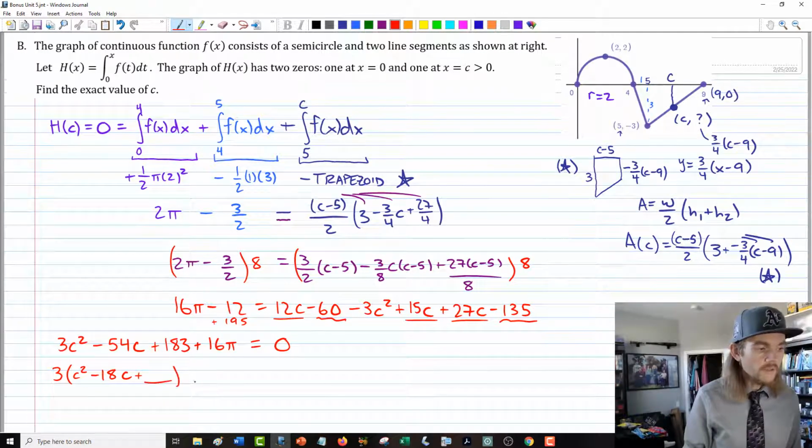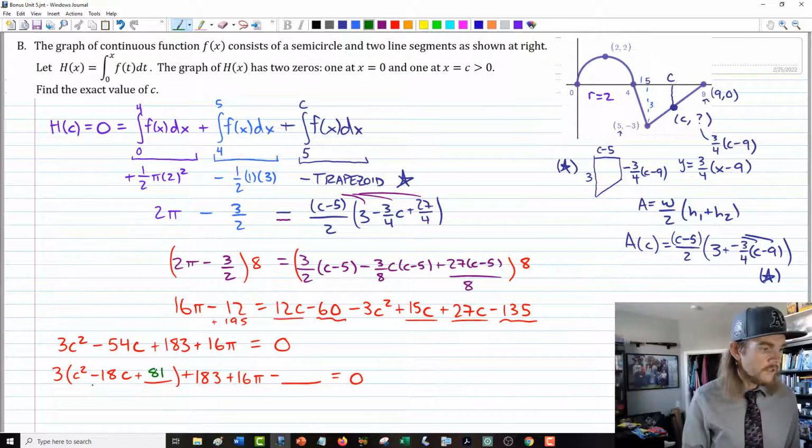Then we're going to figure out what completes the square. But on the outside here, we do have plus 183 plus 16 pi. And then, of course, minus whatever we have to add in to complete the square. So figuring out what to complete the square, though, is actually pretty simple. Half of negative 18 is negative 9 squared. You get 81. So basically we have 3 times 81, which is going to be 243. And we're going to have 3 times that whole piece, which is 3 times c minus 9 squared.